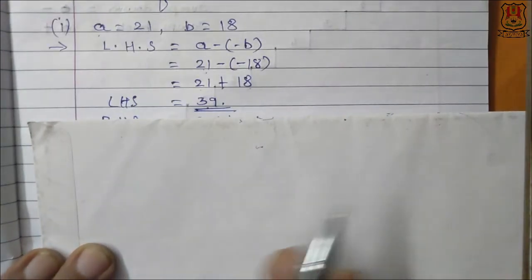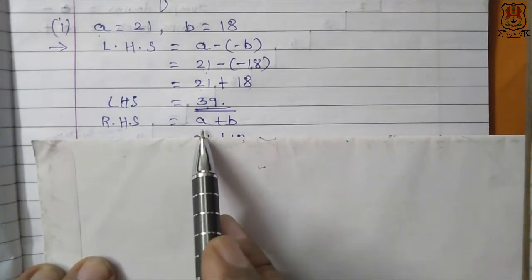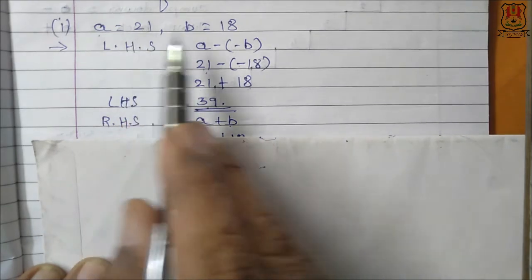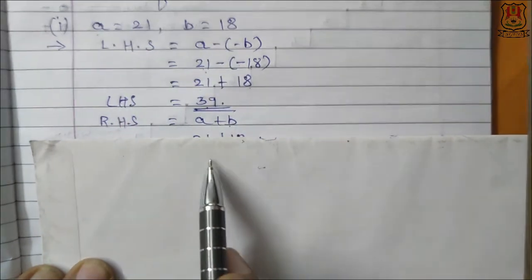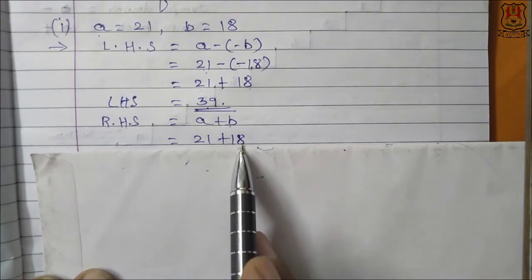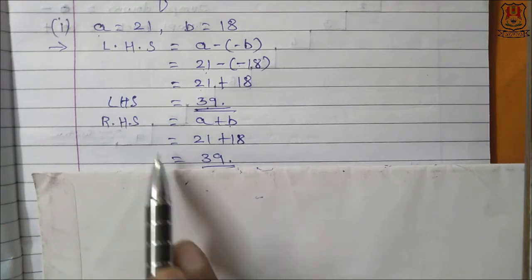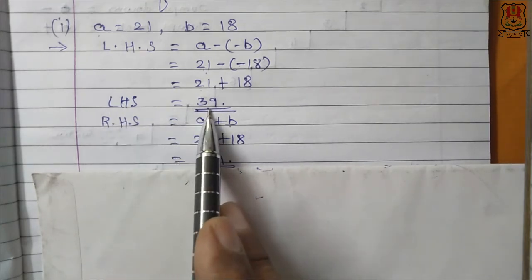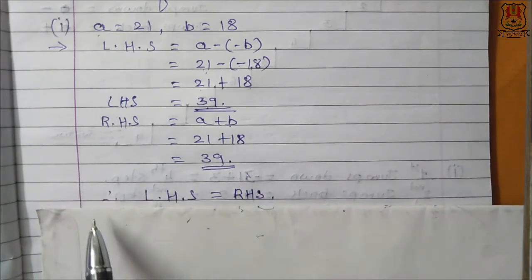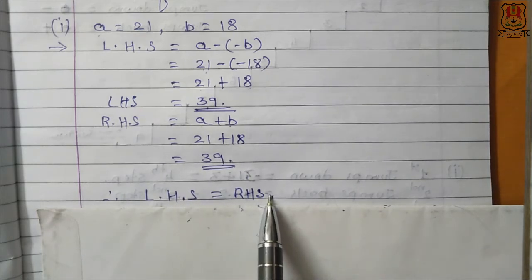So now let's see what happens with the right hand side. The right hand side condition is given as a plus b. And what is the value of a given to us? That is 21. And what is the value of b given to us? That is 18. So a plus b, 21 plus 18, it is very simple. You just have to add and you are going to get 39 as an answer. So we can see here that the left hand side is also having 39 and the right hand side is also having 39. So therefore we can say that the left hand side is equal to the right hand side.